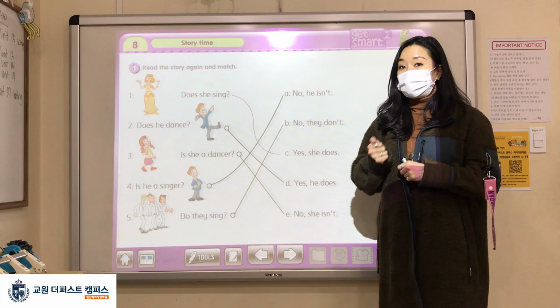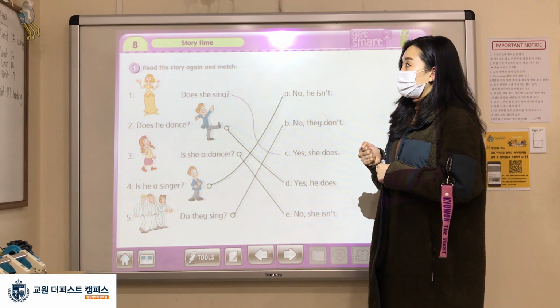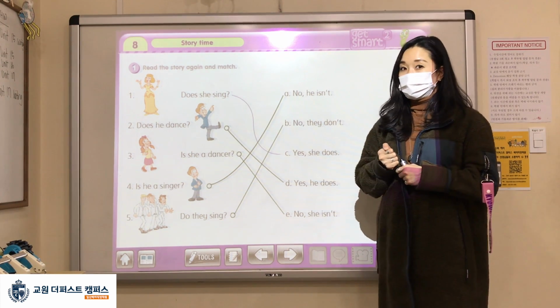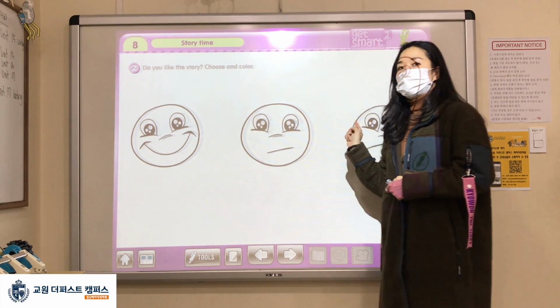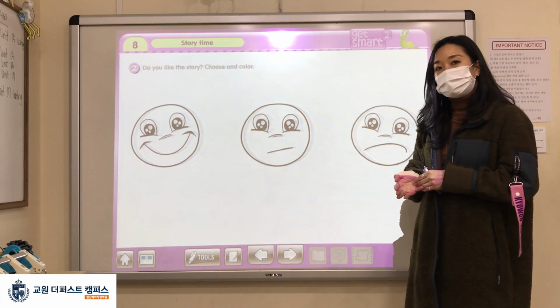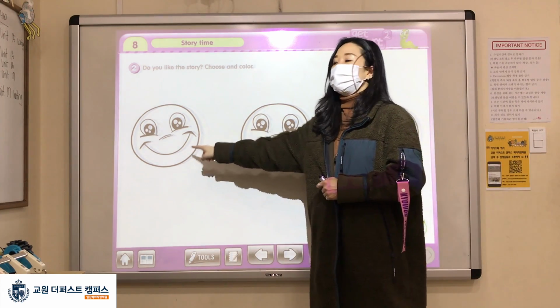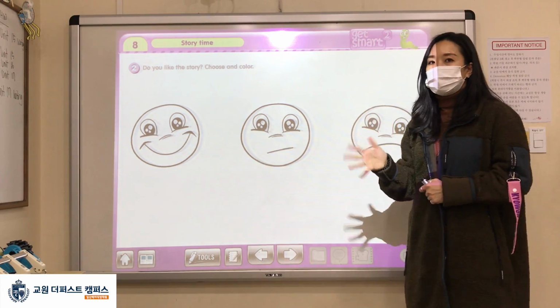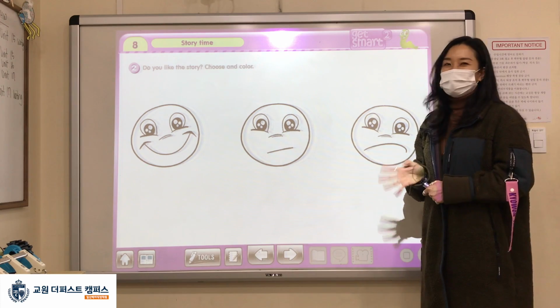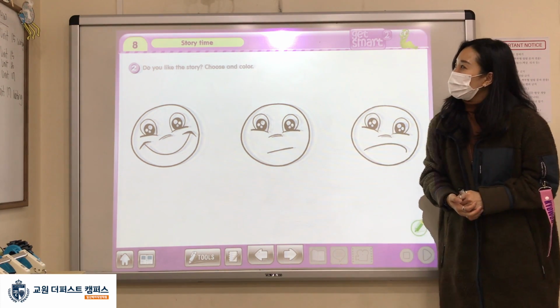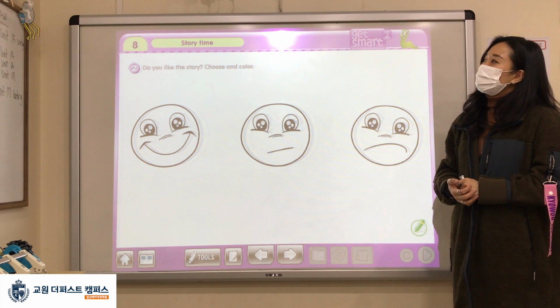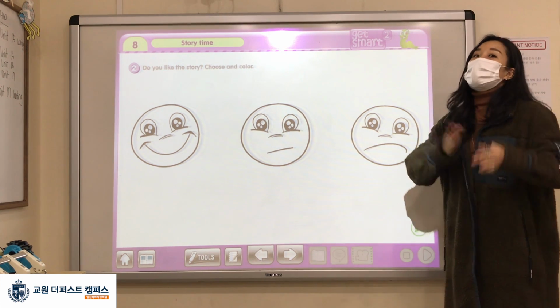Please take a picture of the workbook page and then send it to me, okay? The next one is you have to decide whether you like the story. You like the story. Story's okay. Nah, didn't like the story, so you can color. Alright? Okay, so that's story time, student book and workbook.